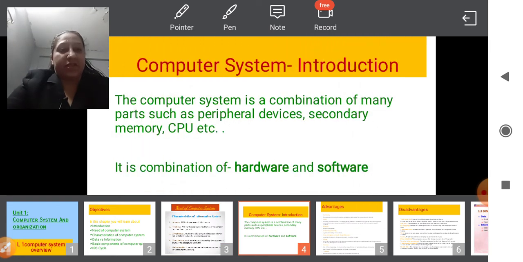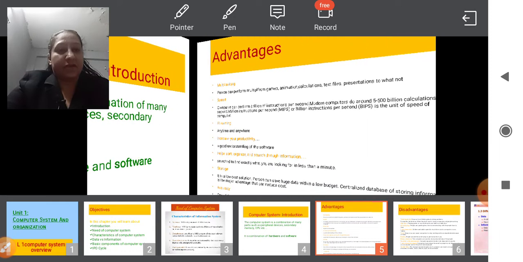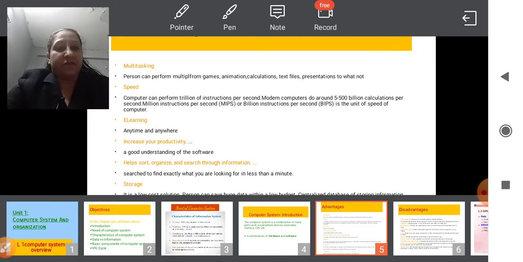Next is the definition. What is computer? It is saying a computer is made up of many parts such as peripheral devices, secondary memory, CPU, or otherwise you can define it as a combination of hardware and software. Then there are a few advantages listed out.